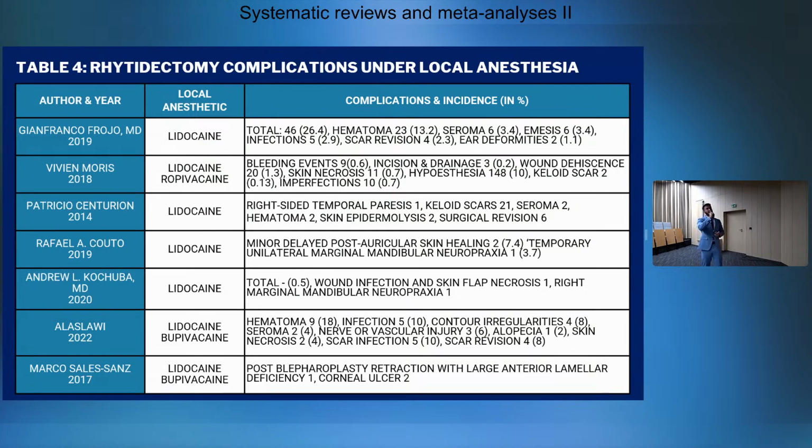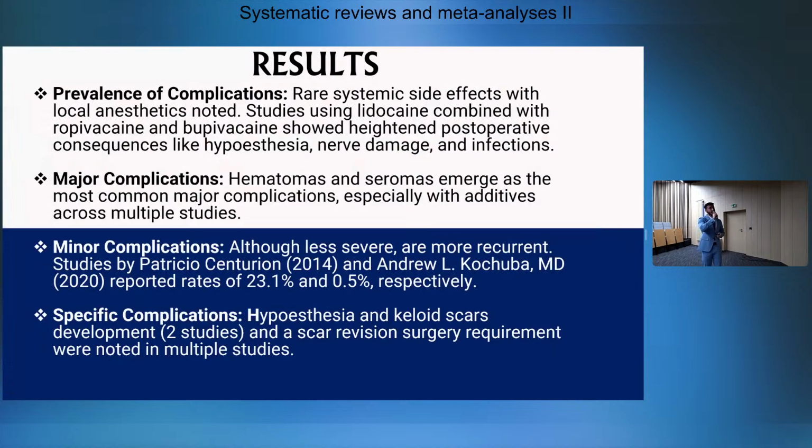These are the total complications under local anesthesia during rhytidectomy procedures. Most of them were minor. However, the major ones can be discussed as hematomas, seromas, emesis, infections. There were few cases of scar revision requirements. However, they were not too many out of the whole sample size. Also, in one study from Patricio Centurion, one patient had right-sided temporal paresis. However, it went away by itself in a couple of weeks, so it was resolved.